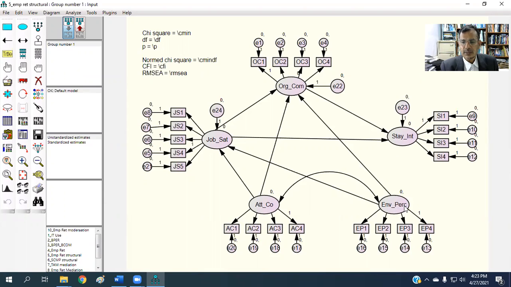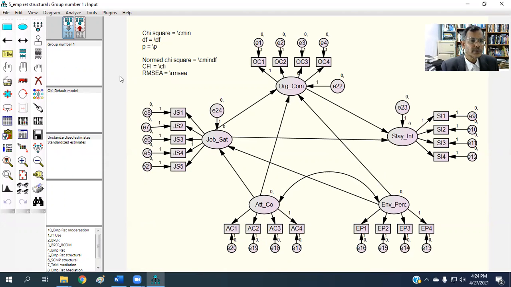Again, environmental perception to organizational commitment, there is a path, and organizational commitment to staying intention, there is also a path. So we can also test whether organizational commitment is a mediator between environmental perception and staying intention or not. So there are many possibilities of mediators. For this demo purpose, I will be considering only one case, that is organization commitment: whether organization commitment is a mediator between environmental perception and staying intention.